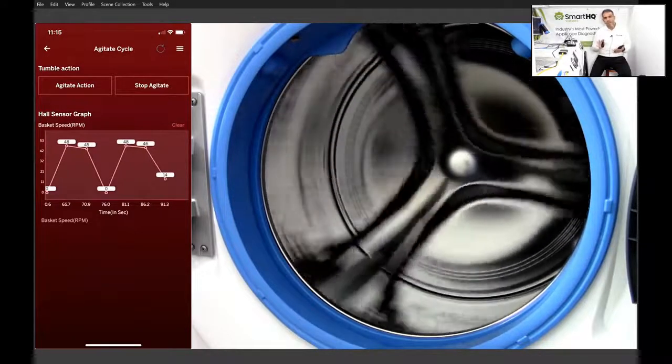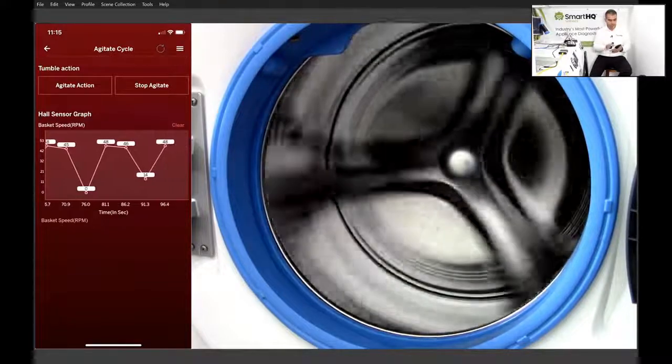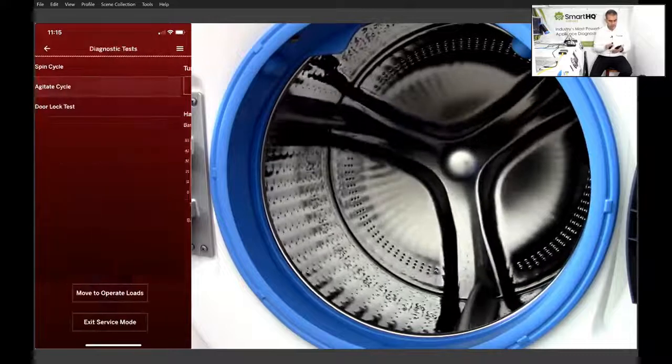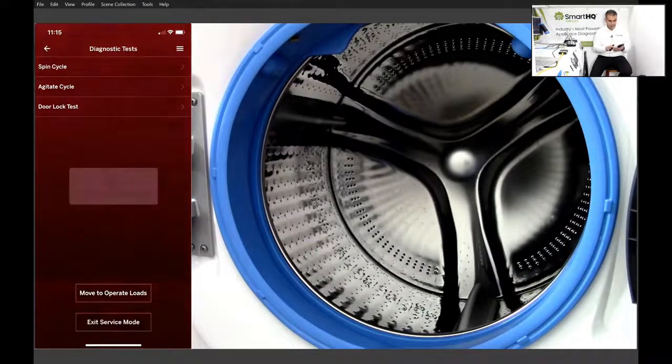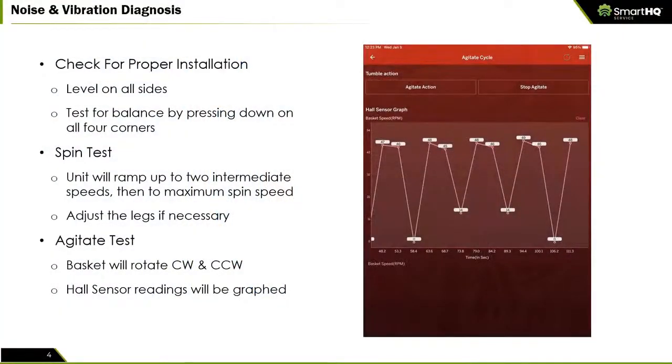All right. I wanted to share this with you because I think it's really important that you understand these two tests. So let's go ahead and stop the test for now, and exit service mode momentarily. Now we're going to move on to the next topic that I want to talk about, which is the cycle history feature.